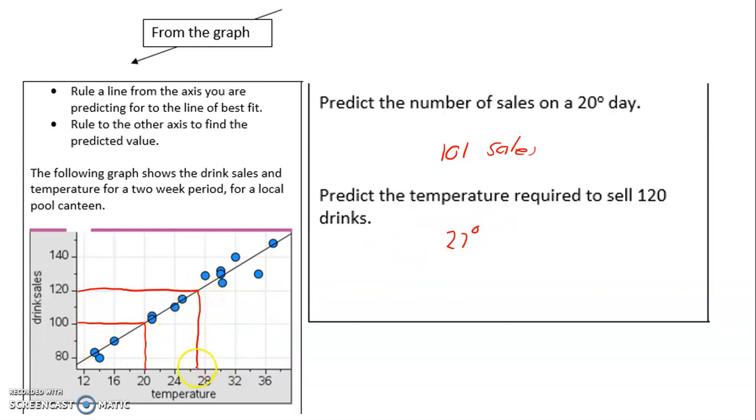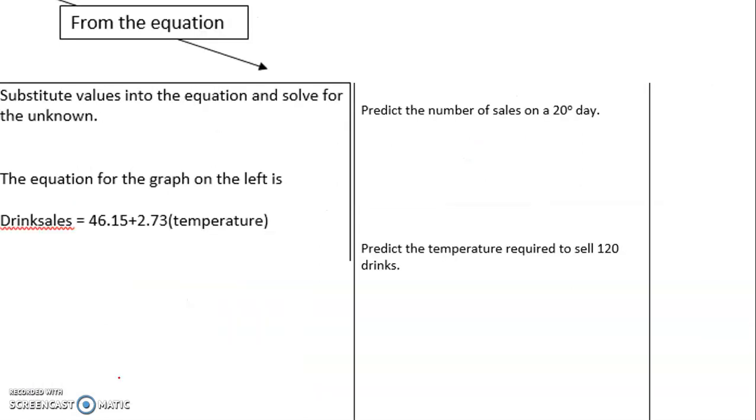Now, ruler makes it a lot more accurate, but we've still got, with this number, do we know if that was 101, 102, 101.5? We're not 100% certain. So we have got the ability to predict from the equation. Now, I've already done the regression line on this and ended up with drink sales equals this temperature. And we're going to predict the number of sales for a 20-degree day.